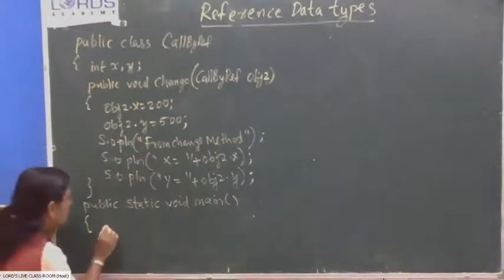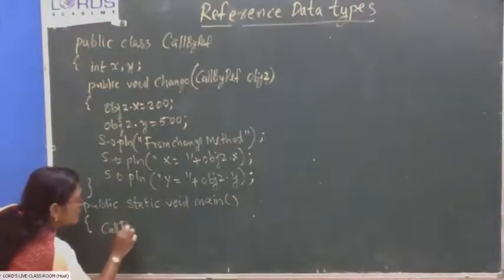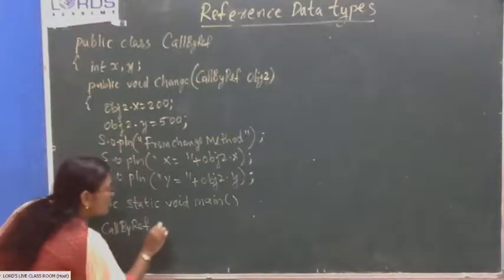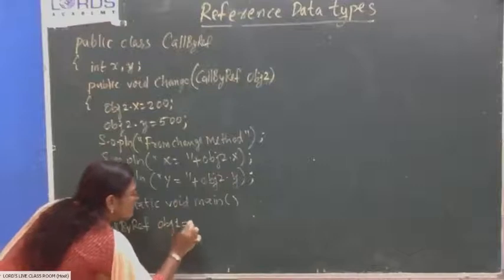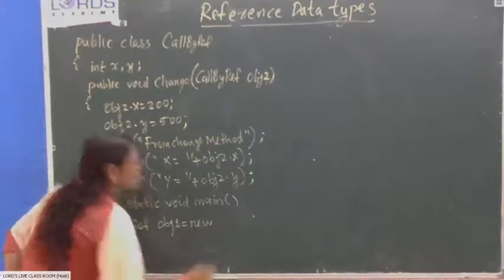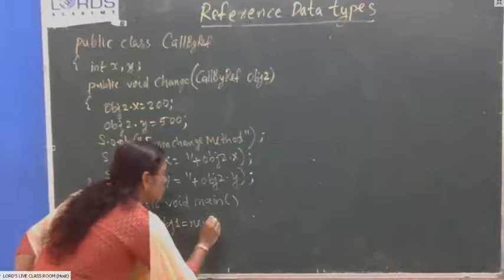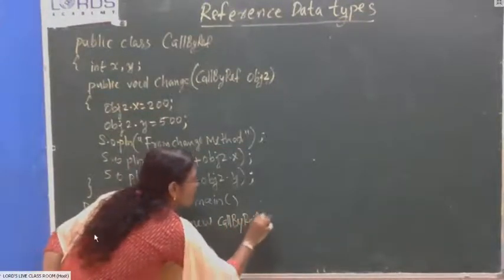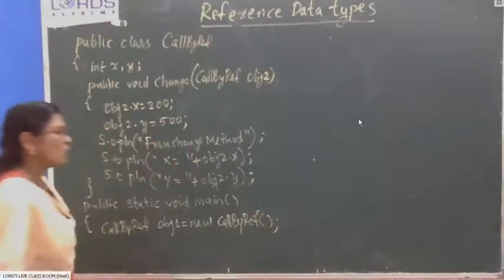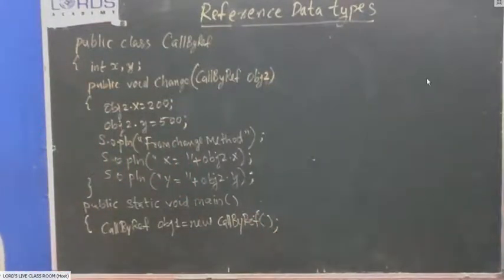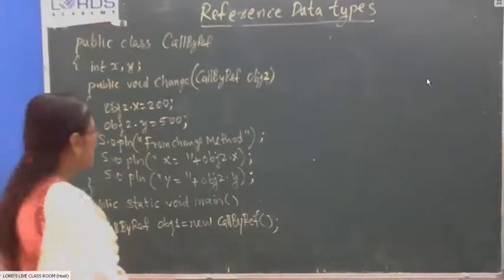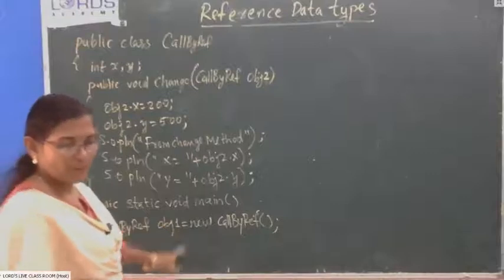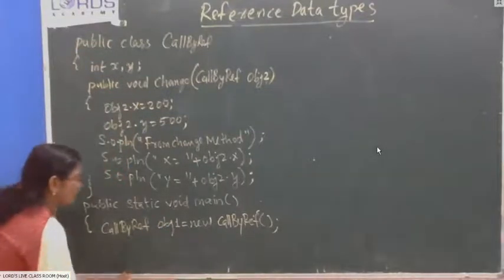So, the call by reference type. A reference variable, say obj1, equal to new; the new keyword is used to create an object, followed by the class name. So the object of the class is created. Now I want to assign values to these variables through this object obj1.